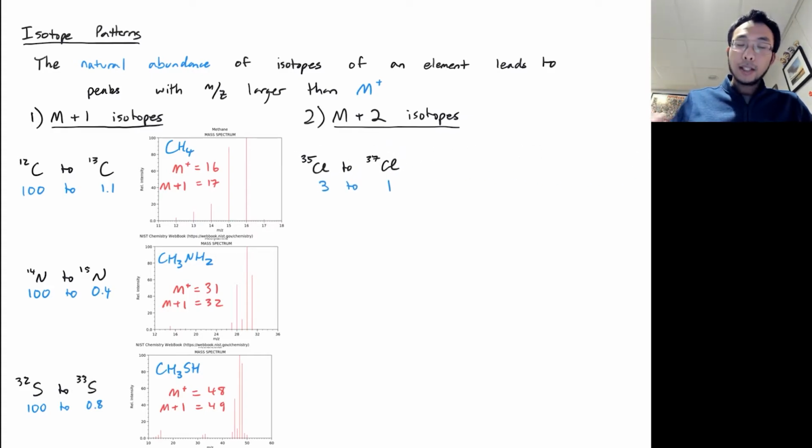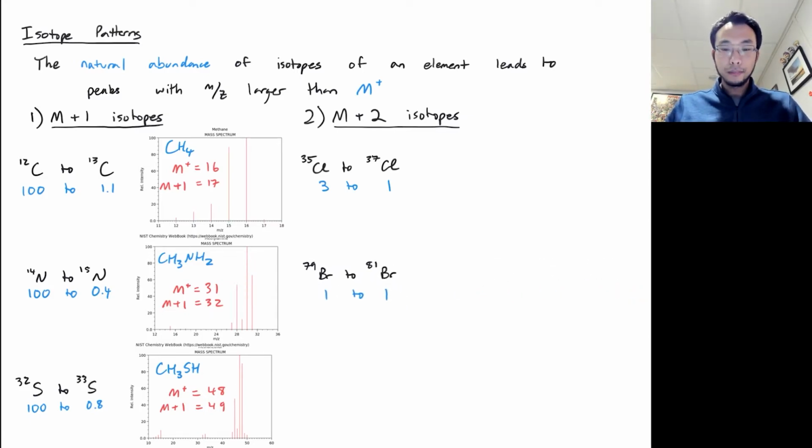Now let's look at the M+2 isotopes. The two halogens, chlorine and bromine, will be the most common ones that are seen. It turns out that chlorine 35 is in a 3 to 1 ratio with chlorine 37, and conveniently bromine 79 is in a 1 to 1 ratio with bromine 81. So let's take a look at some data.